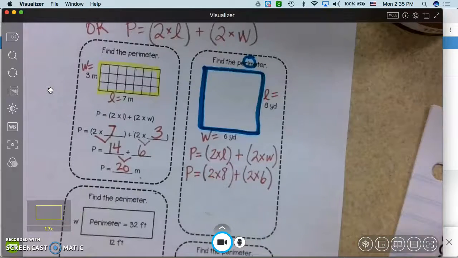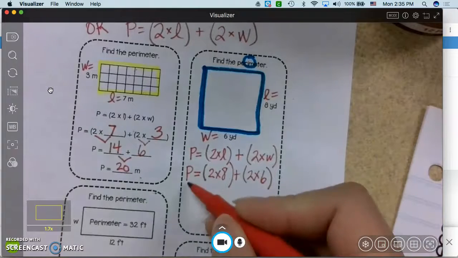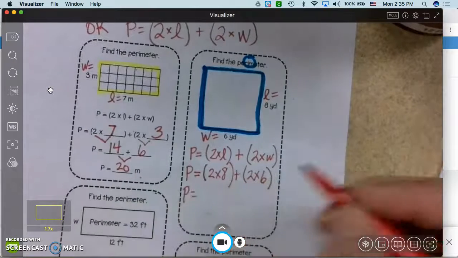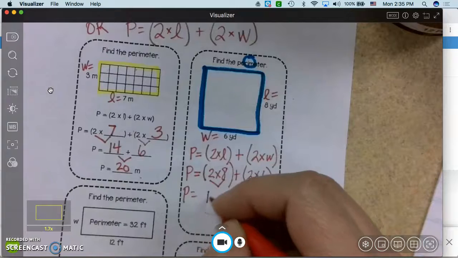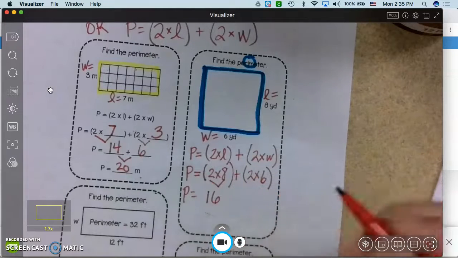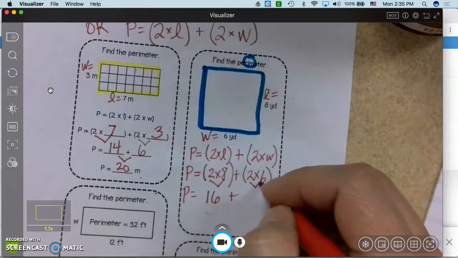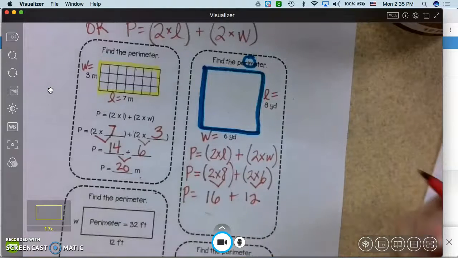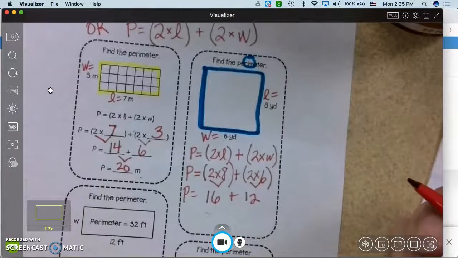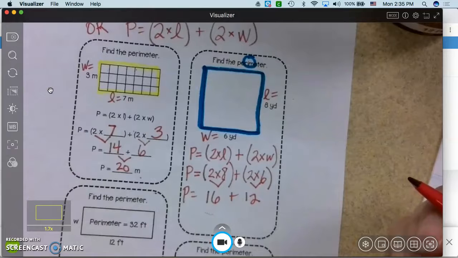Okay? Then I'm going to work out the things that I know. I still don't know my perimeter, so I'm going to leave it as P. Can I do 2 times 8? Yes, 2 times 8 is 16. And can I do 2 times 6? Yes. What's 2 times 6? 12. Good, so I'm going to write that down. So now I have P equals 16 plus 12. Are you with me? Yes, ma'am.